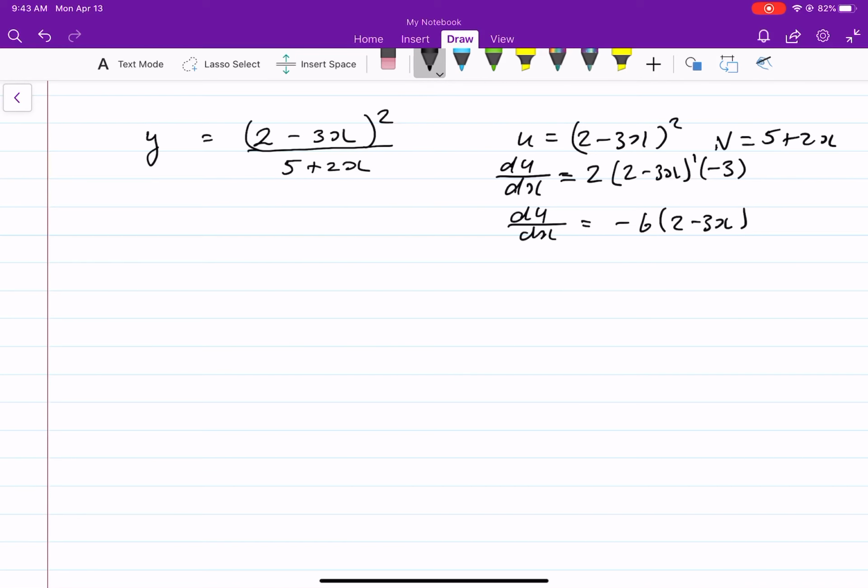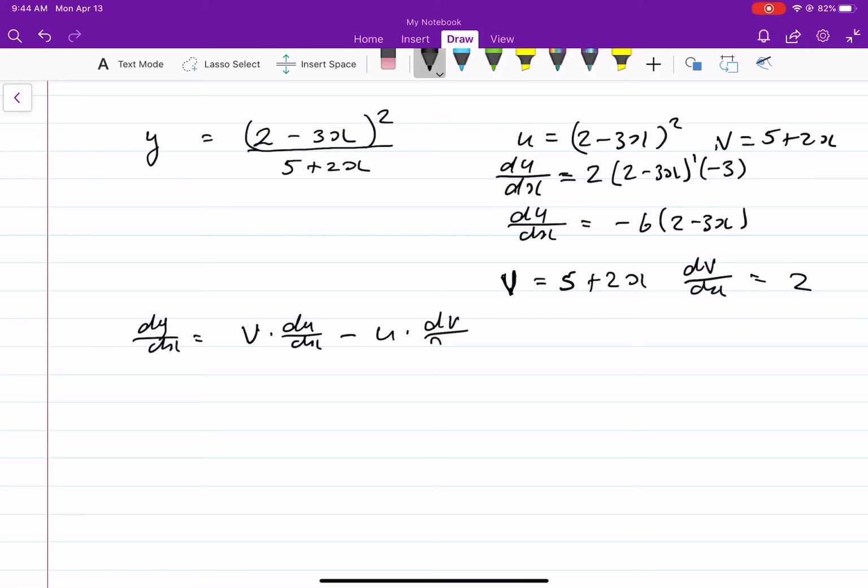Oops, I got v squeezed up in the corner there. V is equal to 5 plus 2x. dv dx is just 2. And now I have to plug all that stuff into dy dx, which is v times du dx minus u times dv dx all over v squared.